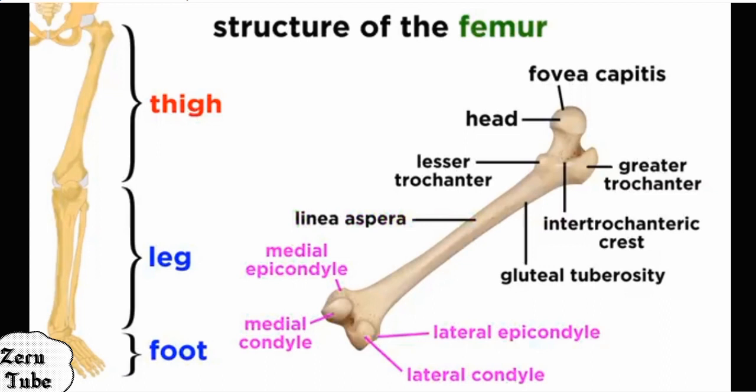When we see the distal parts of the femur, we can find the medial epicondyle, the medial condyle, the lateral epicondyle, and the lateral condyle.